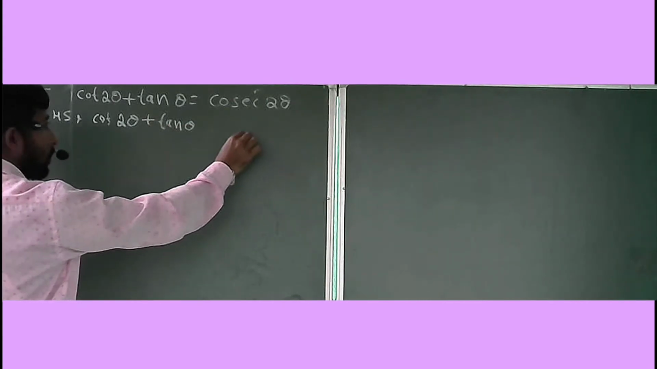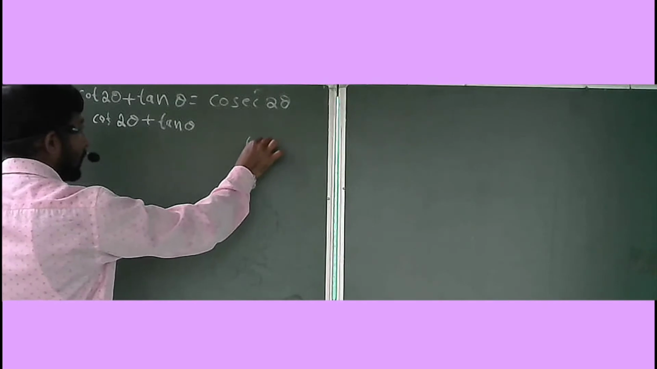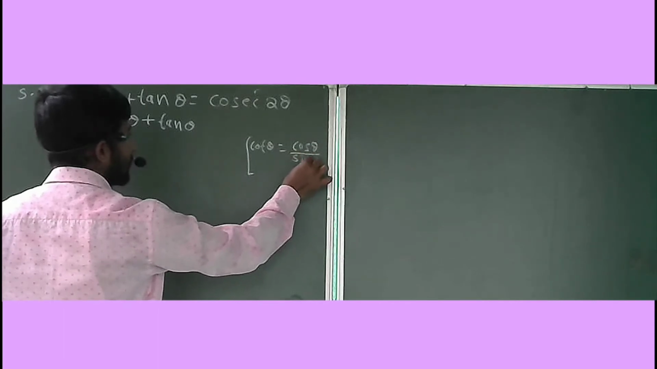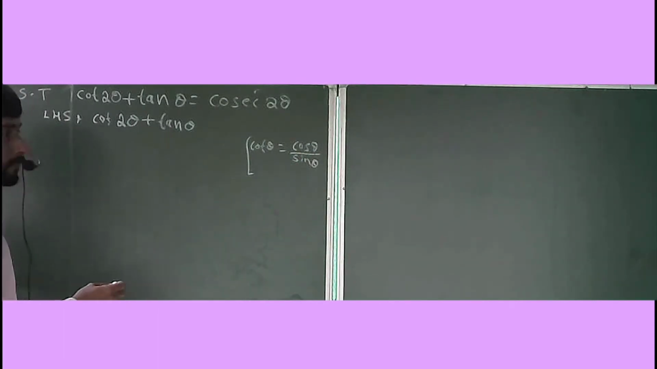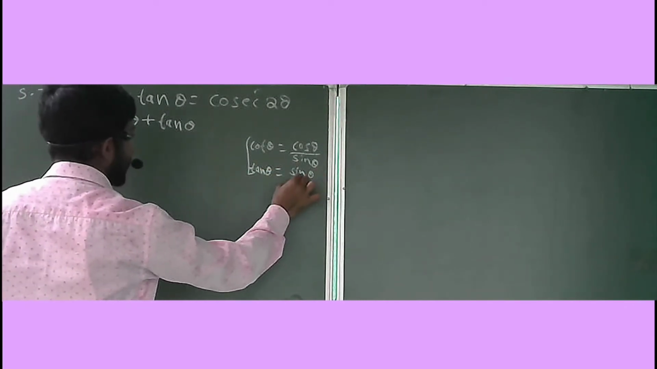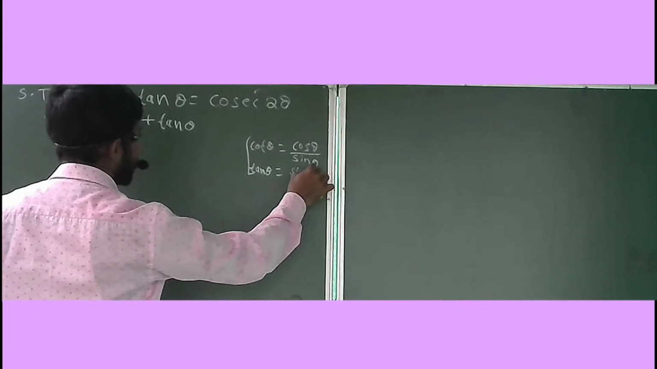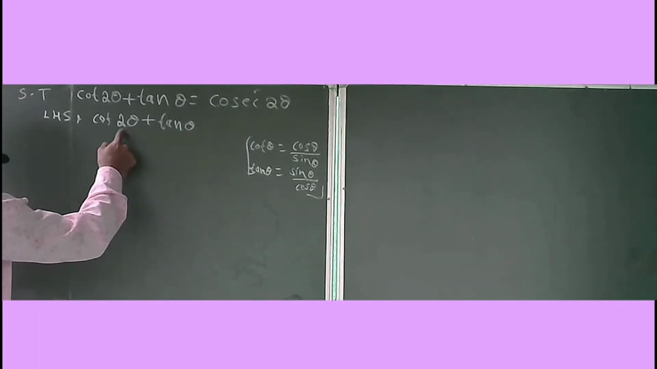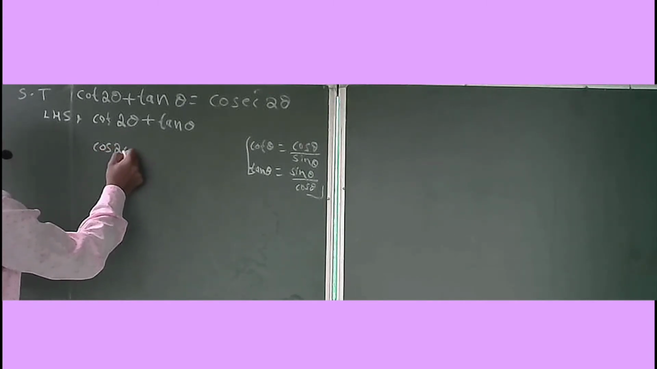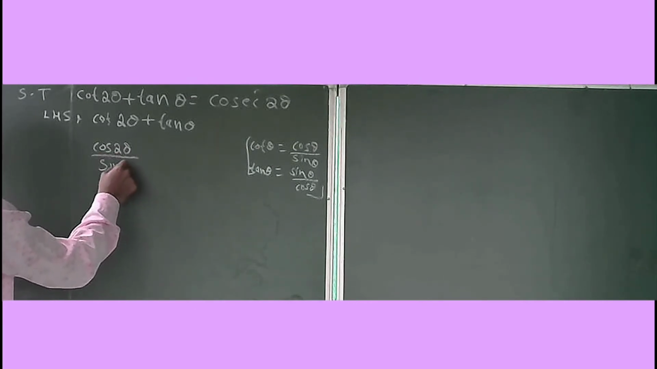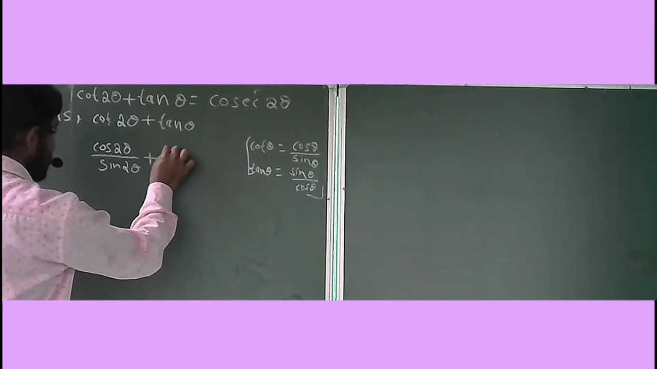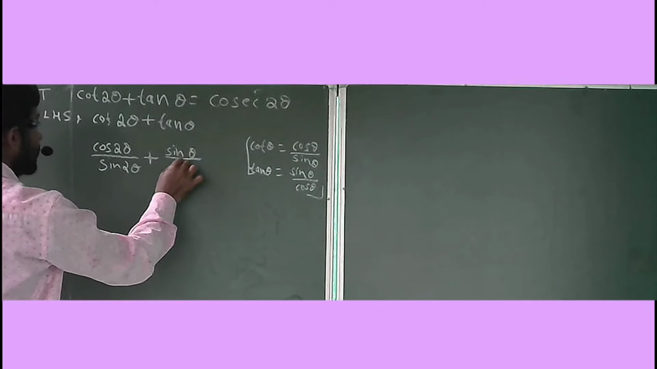Now we have the basic trigonometric identities. Cot theta is equal to cos theta divided by sin theta. Then what's the formula for tan theta? Tan theta is equal to sin theta divided by cos theta. Use these two formulas. See, in cot 2 theta, in place of theta, 2 theta is there. So you can write it as cos 2 theta divided by sin 2 theta plus tan theta, right? So you can write it as sin theta divided by cos theta.